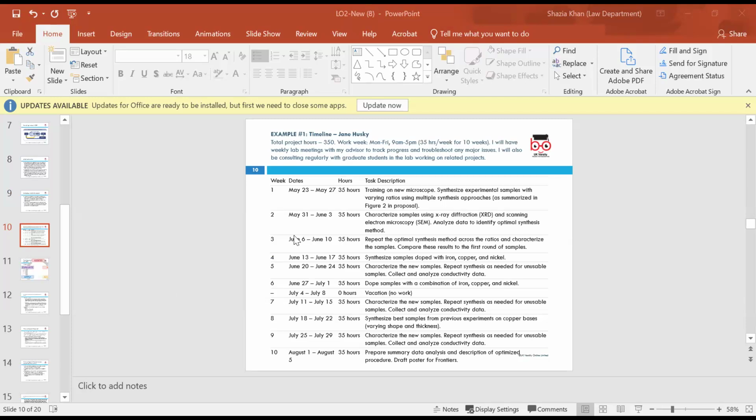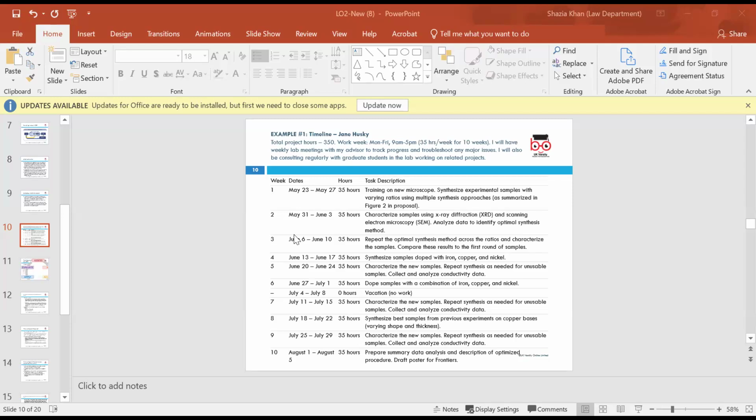And each week she's got week 1, week 2, week 3, week 4, week 5, week 6, week 7, week 8, week 9, week 10. And she's got it in chronological order with the dates and the hours as well. And then she's got the task description of what she's done. In the first week, she's looked at training on a new microscope. Then in week 2, she's looked at categorizing samples using X-ray diffraction.